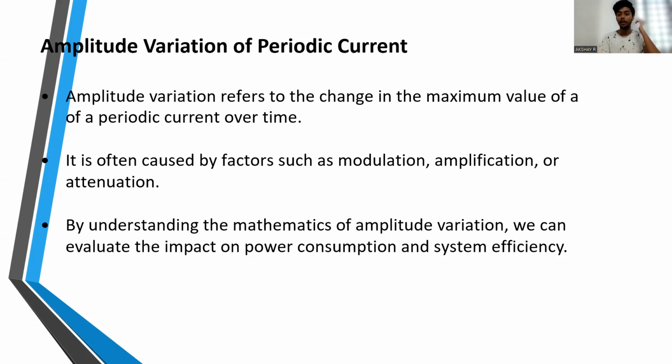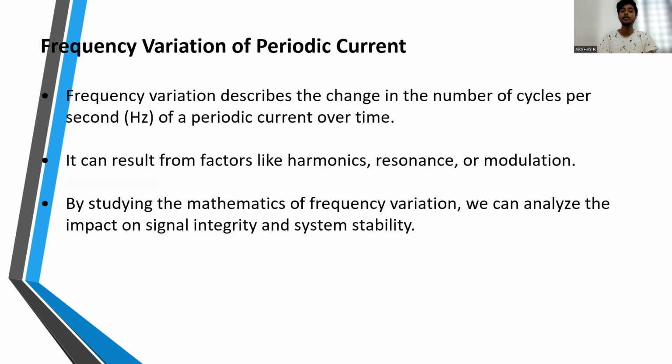The important points I have included here: amplitude variation is caused by factors such as modulation, amplification, or attenuation, and with mathematics we can evaluate the impact on power consumption and system efficiency. So this was about the amplitude variation of periodic current. Next, coming to the frequency variation of periodic current.